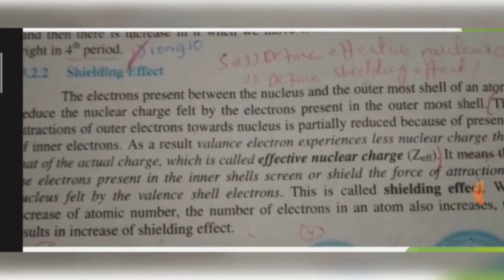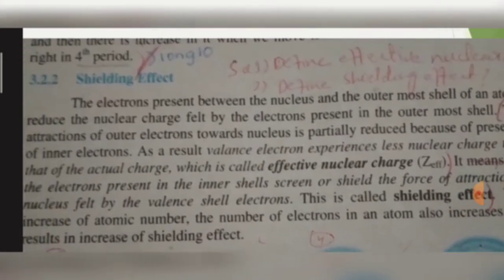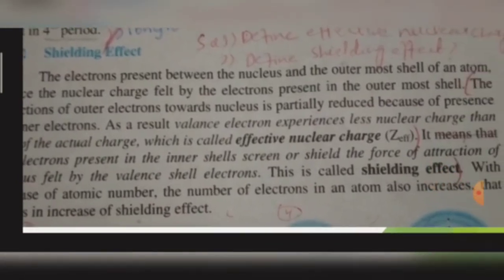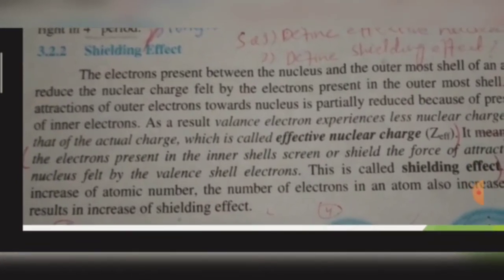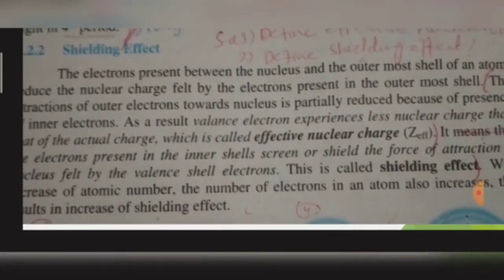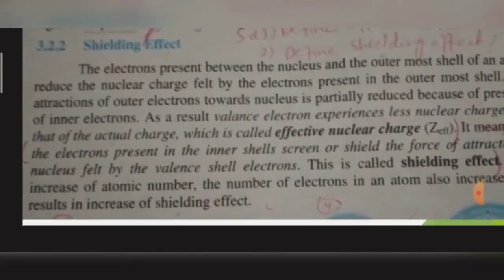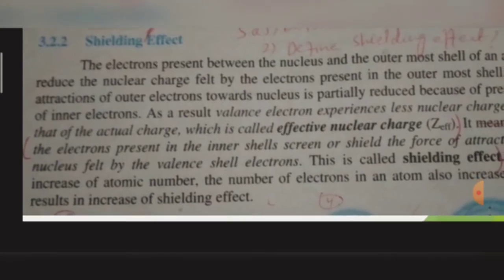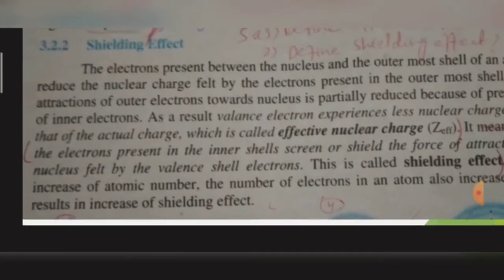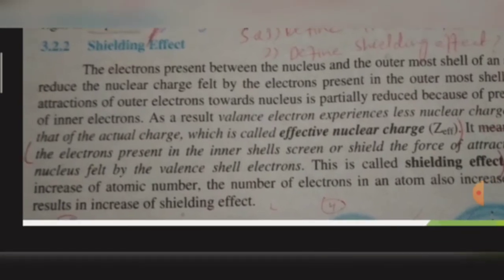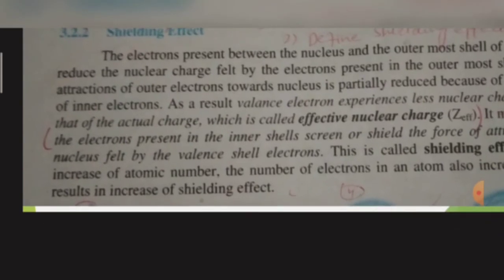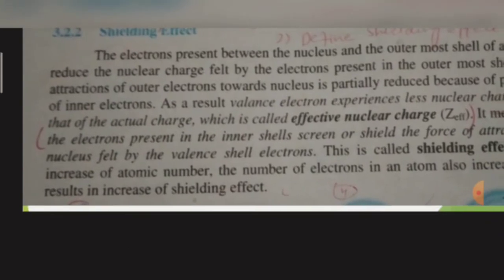First of all, the definition of effective nuclear charge. The attraction of outer electrons towards the nucleus is partially reduced because of the presence of inner electrons. Effective nuclear charge and shielding effect are both related to the presence of inner electrons. Because of inner electrons, the nucleus will have less effect on the outer shell electrons.